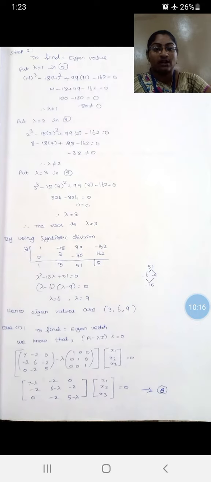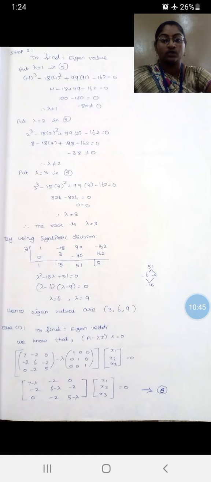Next, step 2, we have to find the eigenvalues. So first take lambda equal to 1 in equation 5. My left hand side is not equal to the right hand side, that is, the equation is not equal to 0. So you can take lambda equal to 2 in equation 5. Similarly, the left hand side and right hand side are not equal. Put lambda equal to 3 in the fifth equation. Hence my left hand side and right hand side are equal. So the root is lambda equal to 3. So I find one eigenvalue, that is lambda equal to 3.